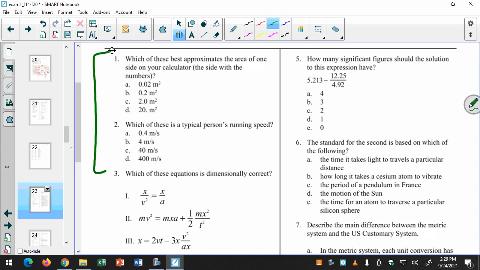calculate that. So if I think about my calculator, it's probably what, 20 centimeters by 10 centimeters. I'm guessing it's about that. That means that it's going to be 200 square centimeters. Now, 200 square centimeters isn't on here. That means you're also going to have to do a unit conversion. So a unit conversion, or you could say this is 0.2 meters by 0.1 meters. So that would give me an area of 0.02 square meters, which is A.